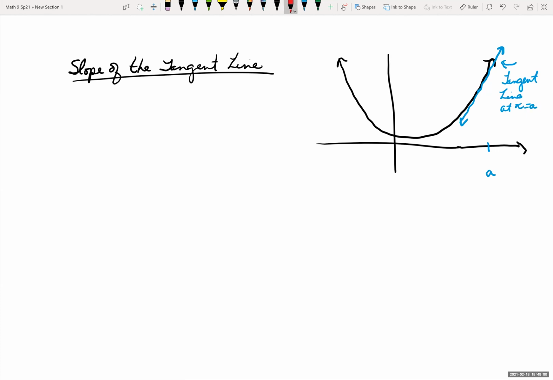And if we chose some other value, let's say b, if we were driving and it was nighttime and our headlights were facing, and we're going left to right, they would be facing down this way. And so this would look like the tangent line at x equals b.